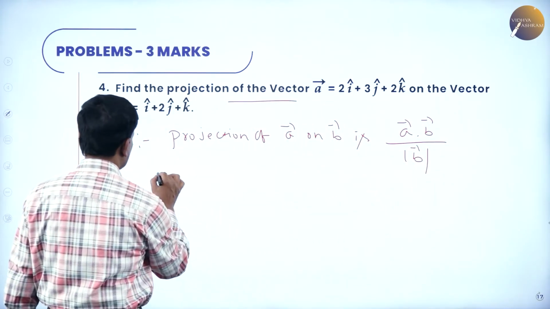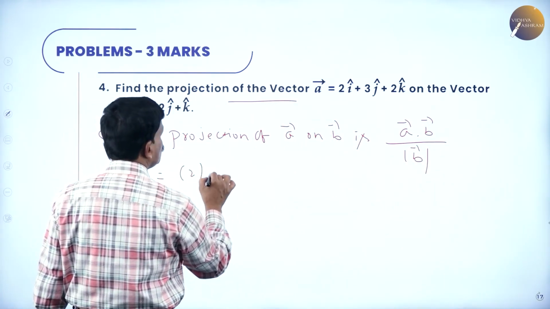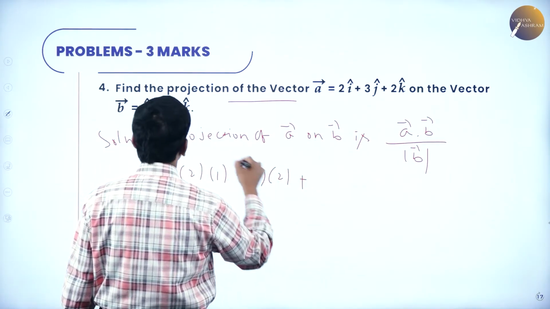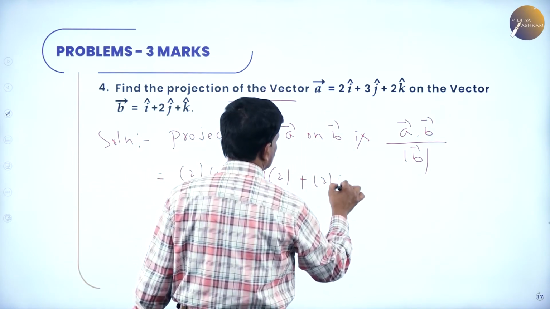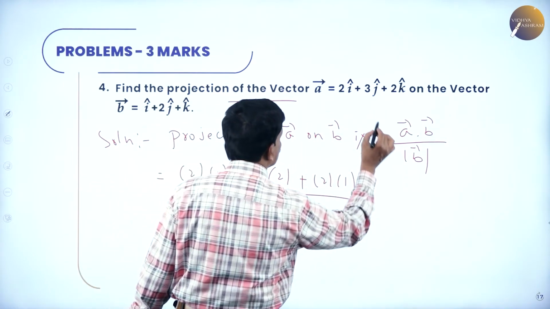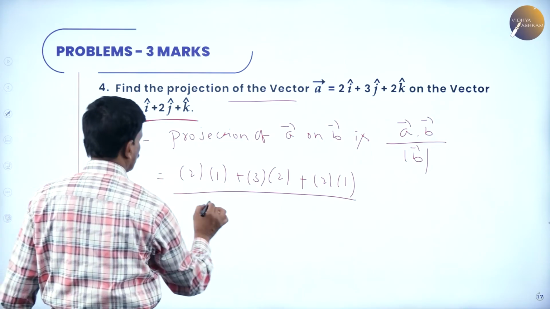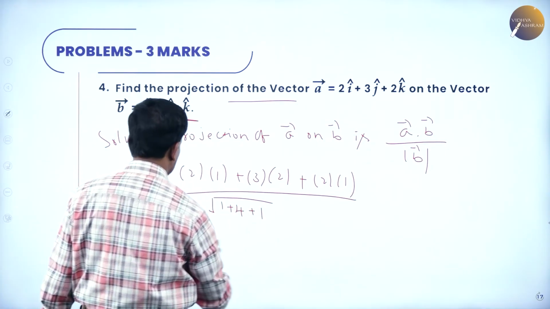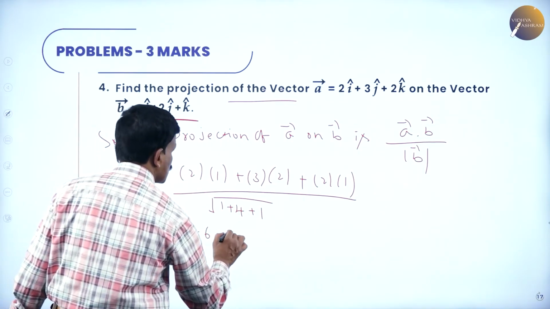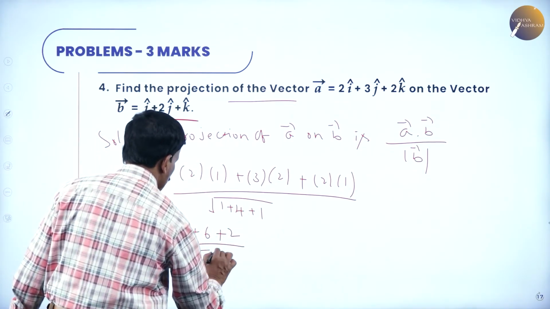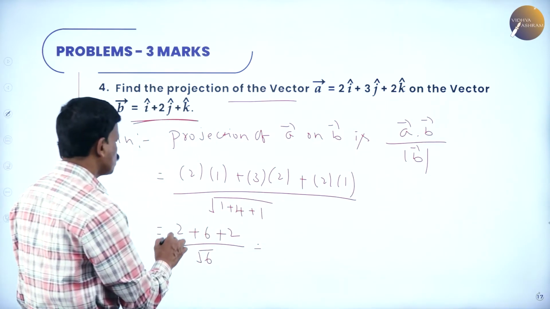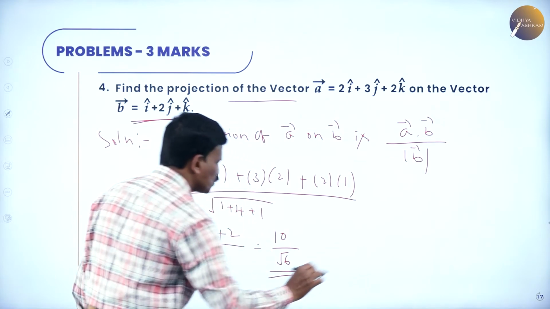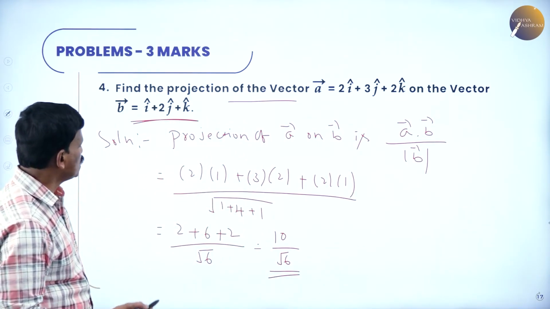That's equal to, I'll write here, A dot B, that is 2 into 1 plus 3 into 2 plus 2 into coefficient of k is 1, divided by length of B. Length of B is magnitude of this. Root of 1 square is 1 plus 2 square is 4 plus 1. So, this is 2 plus 6 plus 2 divided by root 6. So, 6 plus 2 plus 2 is nothing but 10 divided by root 6 is the projection. So, the projection of A on B is 10 by root 6.